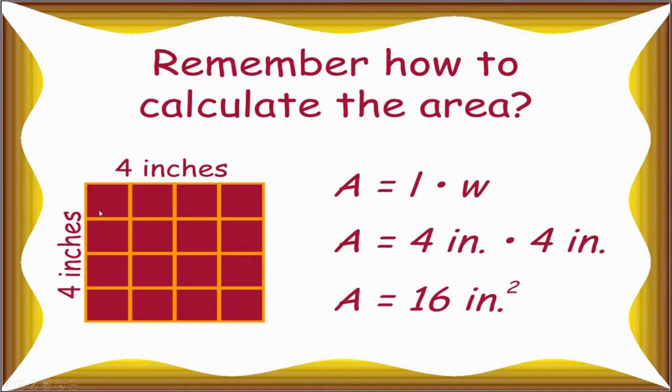This side gives you 4 inches, and this side gives you 4 inches as well. So the area is equal to 4 inches times 4 inches. You will multiply the 4 times 4, so it's going to be 16, and you will have the unit in square because we are calculating the area. And also, we multiplied inches to inches. So the answer is 16 inches squared.